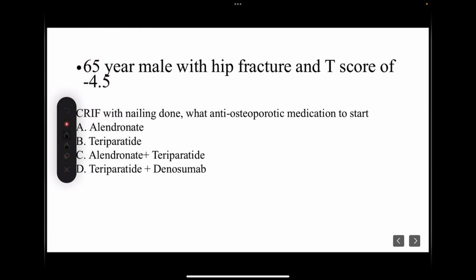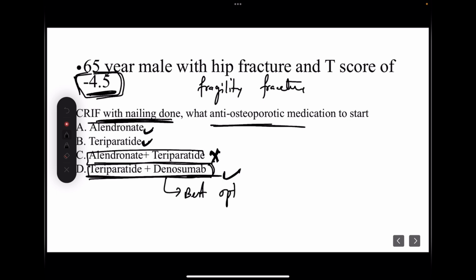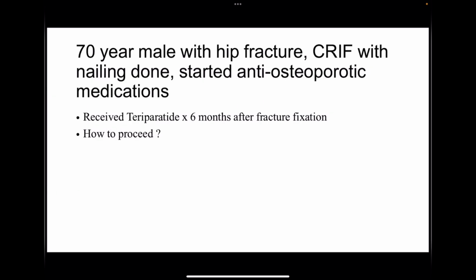Okay, coming to the next. A 65-year-old male with a hip fracture and a T-score of -4.5, very low in this patient, and having a fragility fracture already. He is a very high risk patient. What should we do after surgery? Surgery we have done. What anti-osteoporotic medication to give? Should we give alendronate? No, not at all. Should we give teriparatide? Yes, it can be given, but other options are also available. Alendronate with teriparatide? No, a big no. We have already seen in combination therapy. This combination is never given to the patient. Teriparatide with denosumab, this is a good combination, and for this high-risk patient, I feel this is the best option. We should be giving combination therapy to this patient because he's already very high risk.